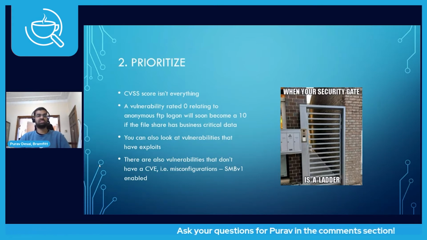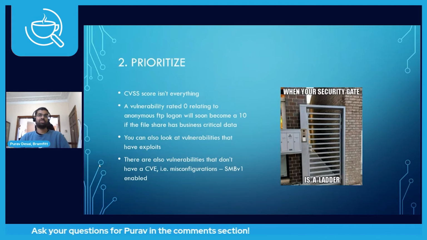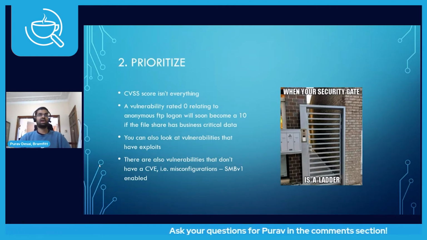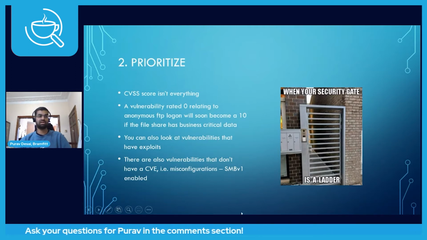So to summarize, the second phase of vulnerability management is prioritization. Use the CVSS score as a starting point, but bear in mind it's not everything. Actualize the risk by looking at what has exploits associated to it, and look at your security configurations and work on improving those. And again, I'll come back to that a bit later.